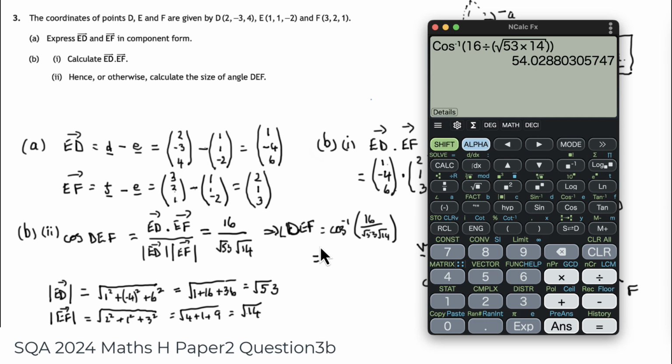There it is. So the angle required is 54.02 and so on. And that's measured in degrees. So that's approximately, we'll do it to 1 decimal place, 54.0 to 1 decimal place.